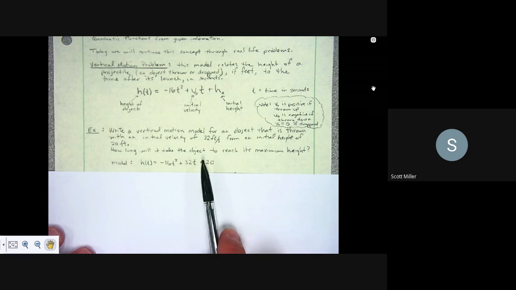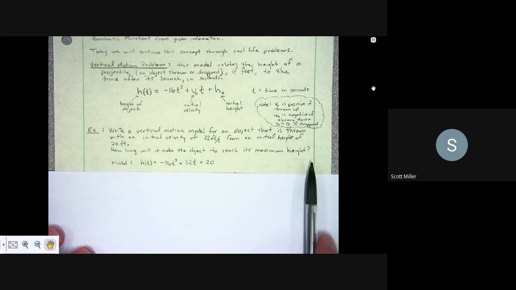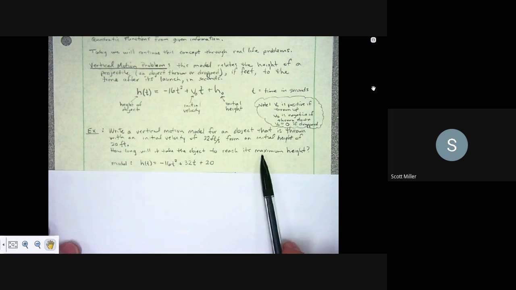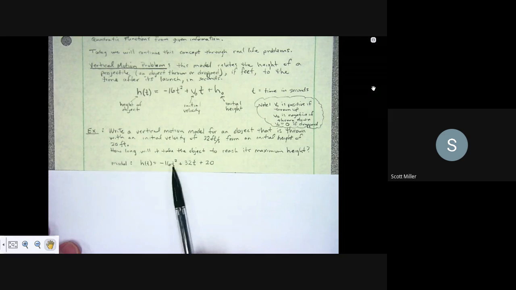How long will it take the object to reach its maximum height? For this one, you need to understand, as in all of our problems, you want to make sure you understand what things mean. What does it mean to reach its maximum height? What is a maximum height in a projectile launch? Well, these are quadratics, so the maximum or minimum is always going to be at the vertex. So what this question is really asking you to do is find the vertex.